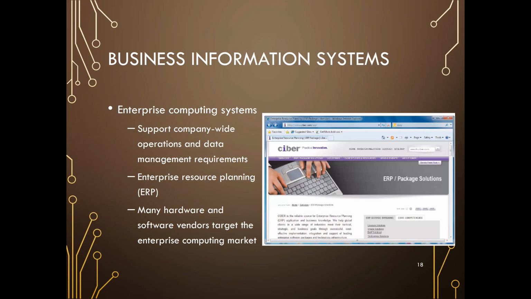this kind of system supports company-wide operations and data management requirements. One of the outstanding systems for enterprise computing is called ERP, Enterprise Resource Planning, and for the software we call it ERP software. There are so many kinds of ERP software in the market. One of the largest, the most popular one, is SAP. SAP is the most popular software in the world that companies use for enterprise resource planning. That is for large scale, multi-million companies.